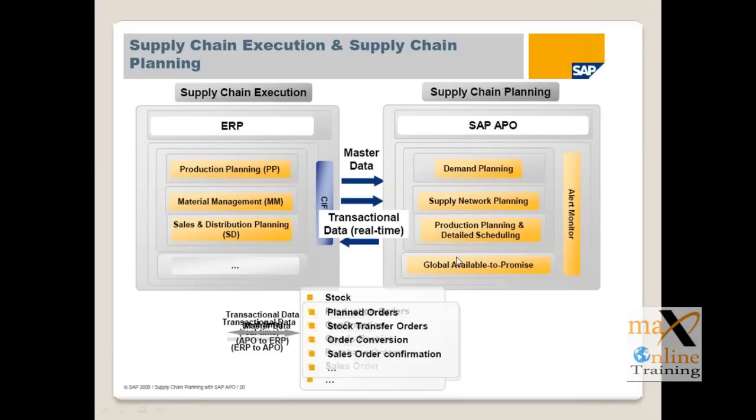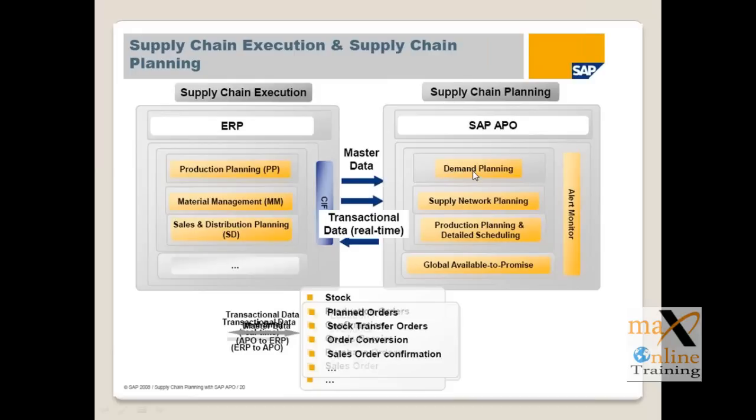Say for example, my demand planning system says we will sell 1,000 units of products next month. That is my forecast. Then I will send this information to production, so that the production team will only produce 1,000 units, so that I can match my demand with the supply.